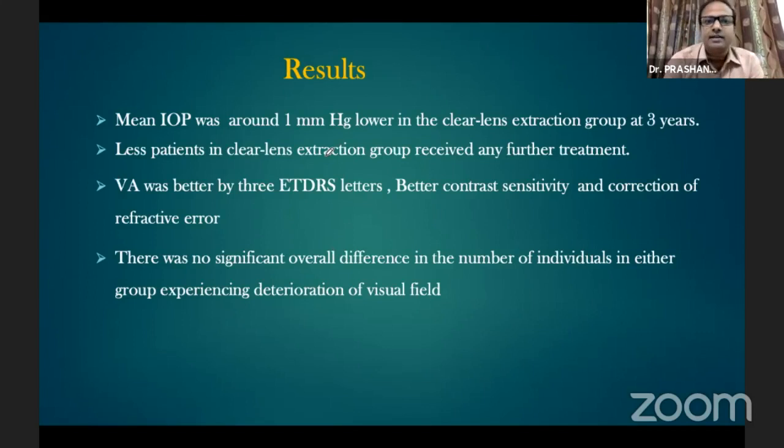Fewer patients in the clear lens extraction group received any further treatment. Visual acuity was better on the ETDRS chart, and they also had better contrast sensitivity and correction of refractive error. If you talk about visual field deterioration, there was no significant difference between the clear lens extraction group and the conventional therapy group.